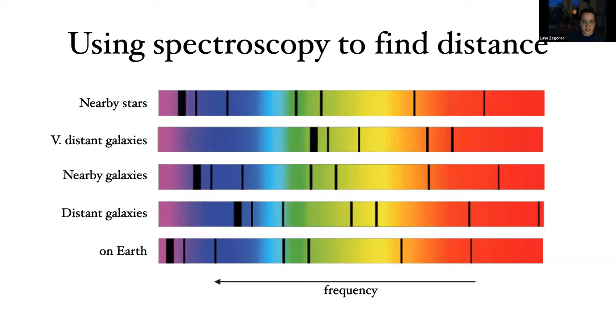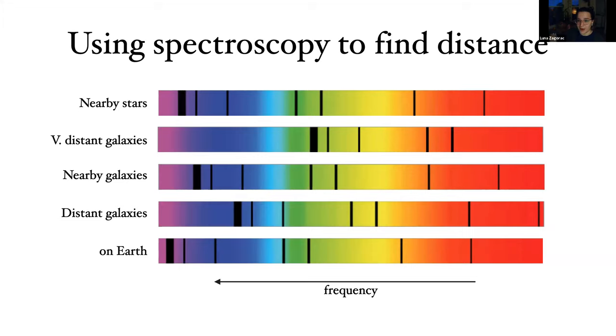But then we have these distant galaxies and these very distant galaxies. And it's a little tricky here, because if you look just at the leftmost line that is the thickest, you see that the second to the top one, the very distant galaxies one, has that thick line way to the right of the distant galaxies one. But if you look on the right side, the red side of the spectrum, some of the lines are cut off because now they're emitting at frequencies that we just can't see.